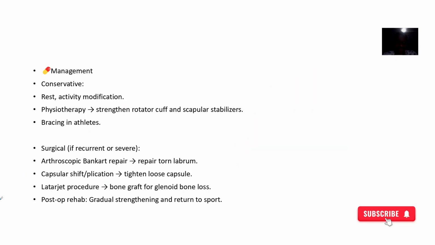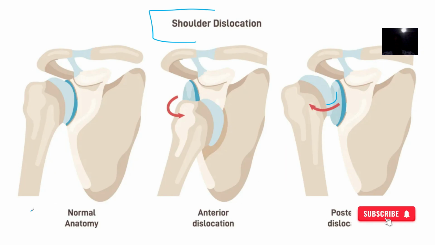So management, the person should rest. They shouldn't be using that part of the body like they used to. Also physiotherapy and also bracing. So surgically, you can do arthroscopic Bankart repair, capsular shift and plication, Latarjet procedures, and all of that. Okay, so this is what we got for shoulder instability, or you could say shoulder dislocation.